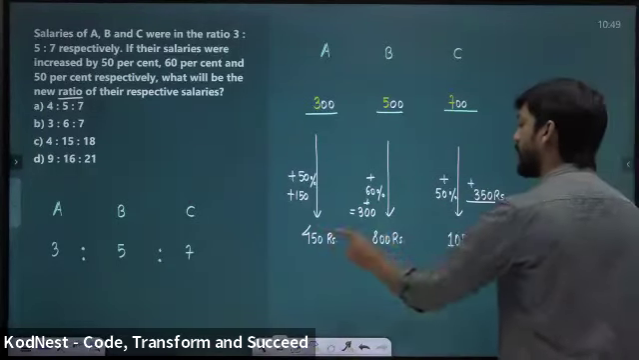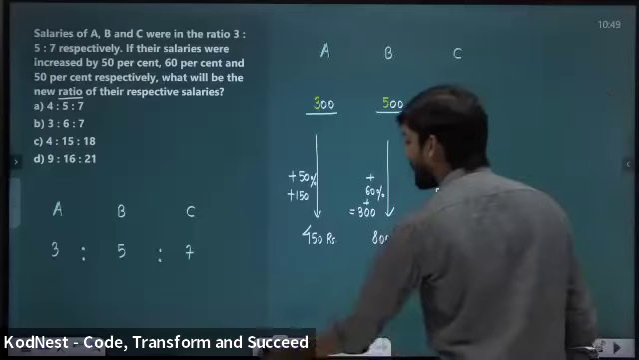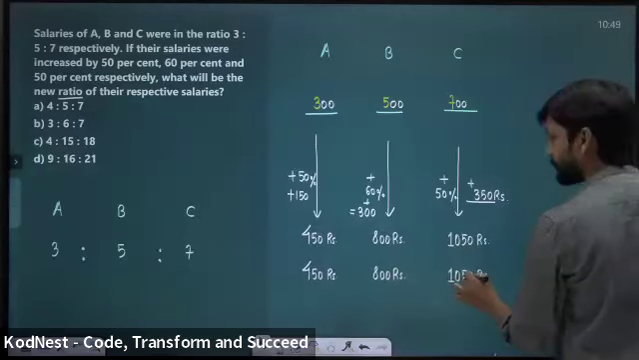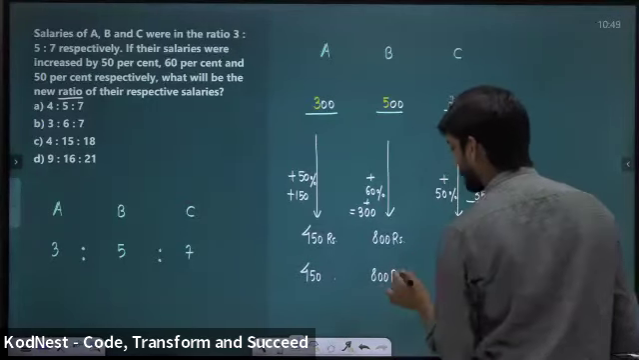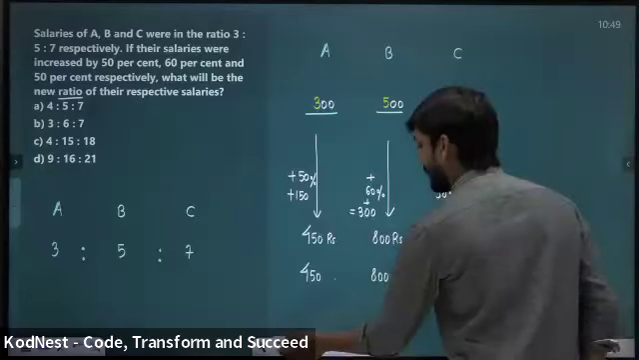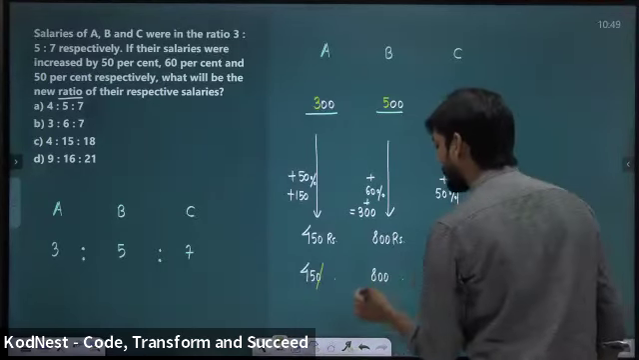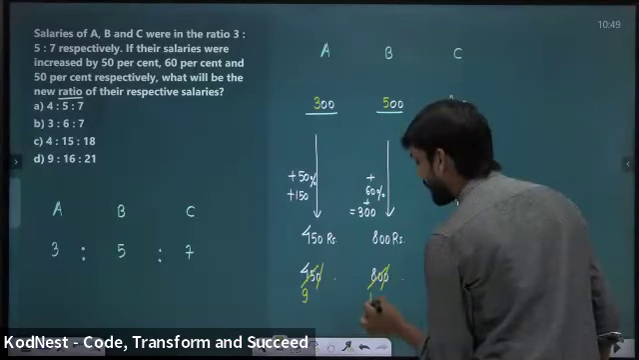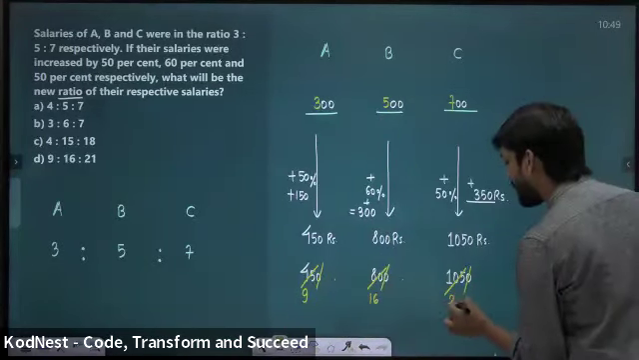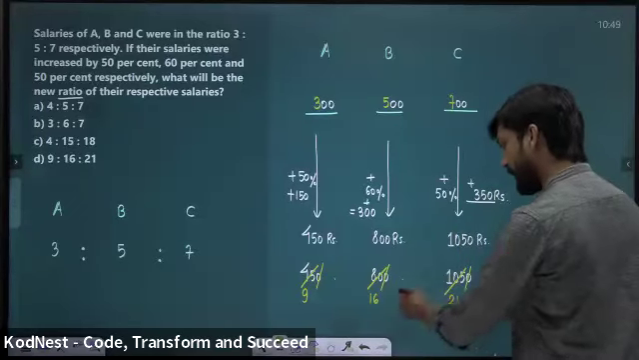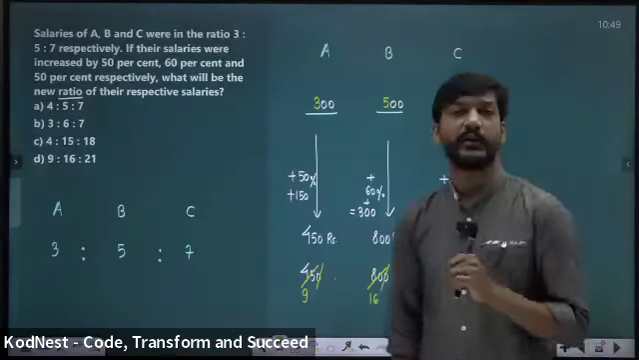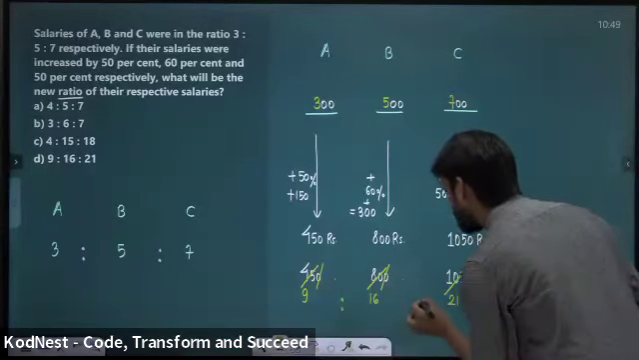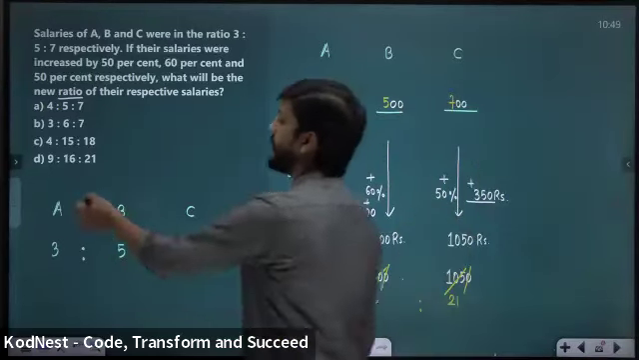Now, I want to find the new ratio. For that, I need to simplify this. So the zeros will cancel. 5 into 9, 5 into 16, 5 into 21, that is 105. Anything which can be cancelled now? No. So the ratio is 9, 16, 21. So option D is correct.